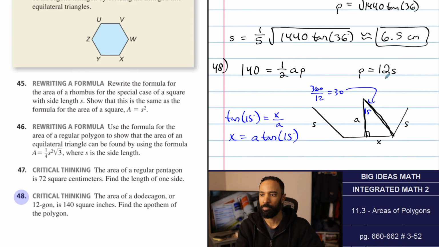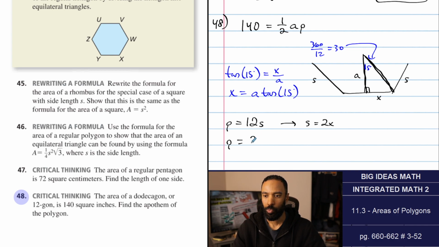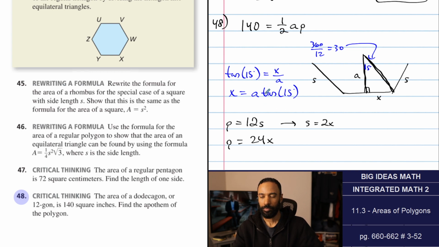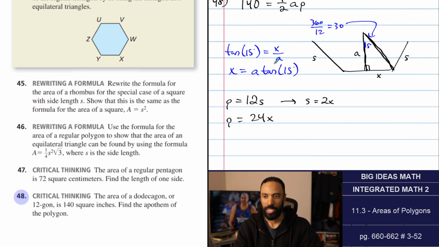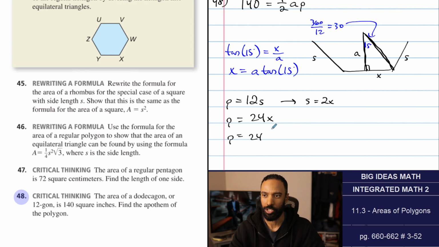Now, I started setting up this other one over here. Perimeter is 12S. Let's keep going. Perimeter is 12S, and S is 2 X's. So perimeter is 24 X's. And X is A times tangent of 15 degrees. So perimeter is 24 times A times tangent of 15 degrees. So there's something in terms of A that we can use. I feel like that's kind of in the wrong spot though. Let's put that at the end. Let's do 24 tangent of 15 degrees times A.